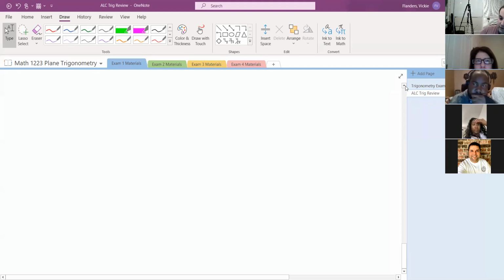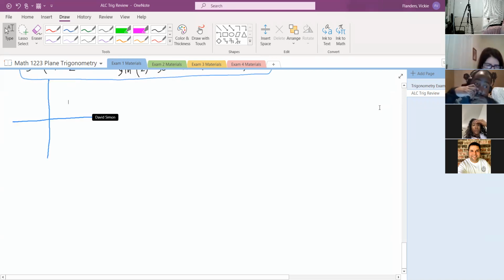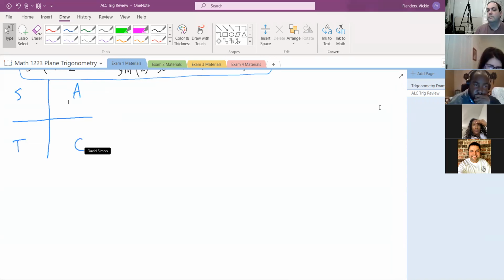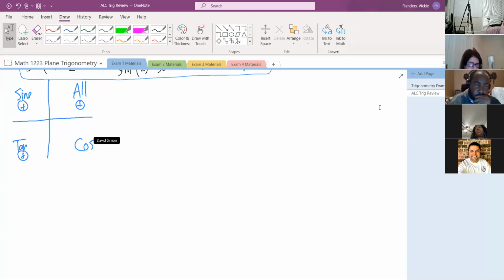Let's get some further definitions here. All right. So remember that "all students take calculus," right? Those symbolize what is positive in each quadrant. In quadrant 1, all are positive. In quadrant 2, sine is positive. In quadrant 3, tangent is positive. And in quadrant 4, cosine is positive, right? Everything else, except for their reciprocals in each of those quadrants, is a negative value.